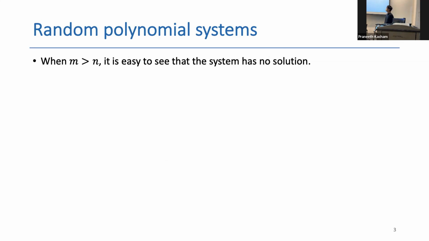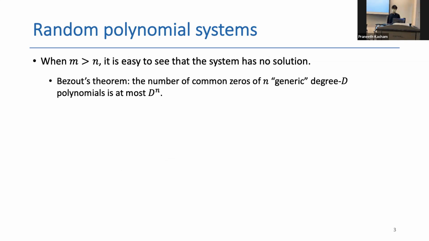So first, it's quite easy to see that when m is larger than n, this system of equations has no solution. And here's why. There's this Bezout's theorem that states that the number of common zeros for n generic degree D polynomials is at most D to the n. And this number is not important. It's important that it's finite.